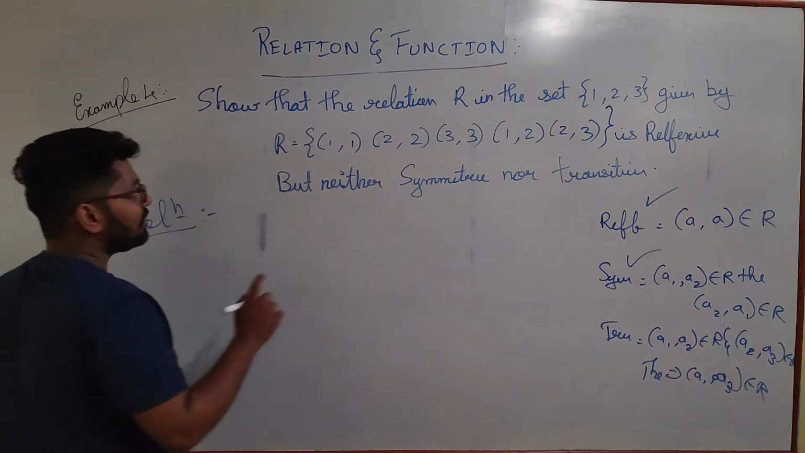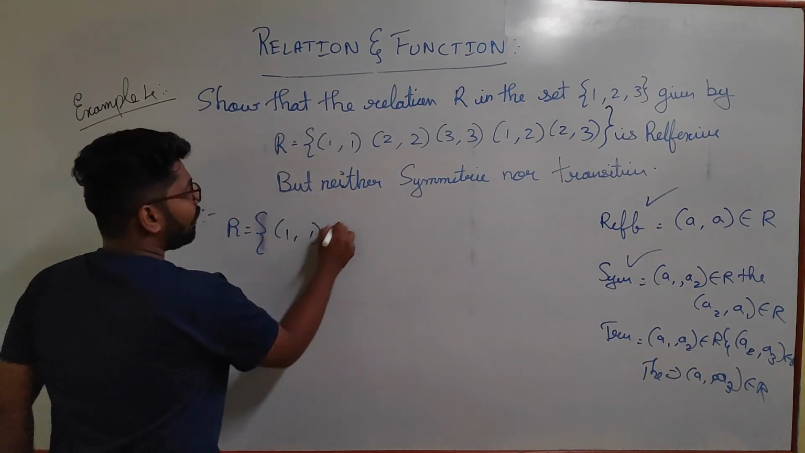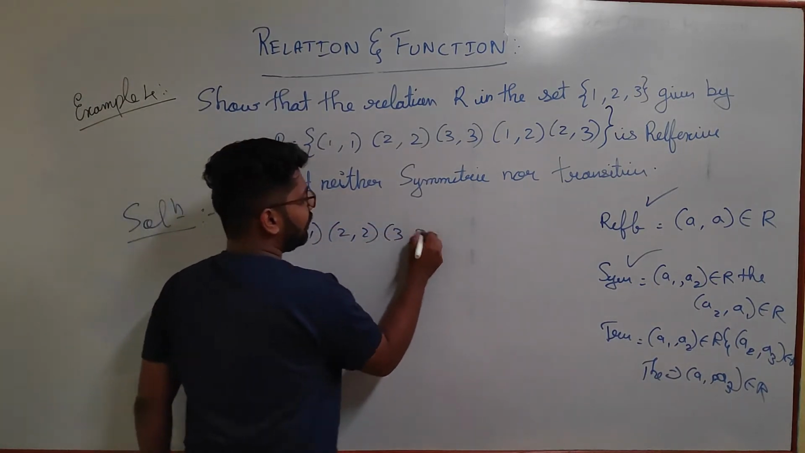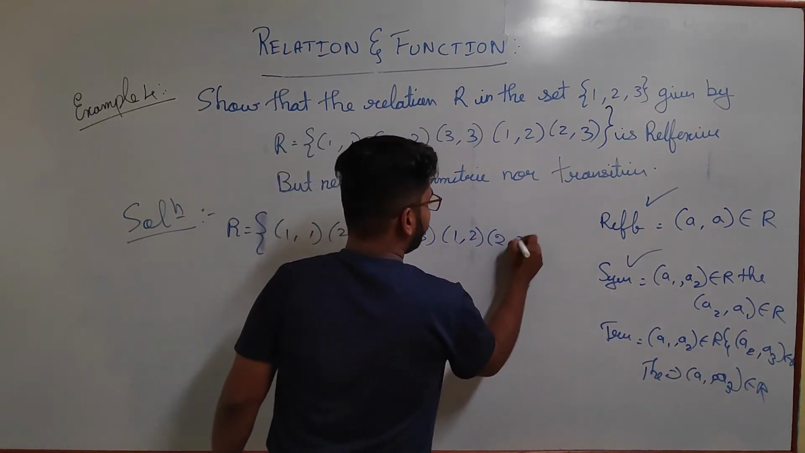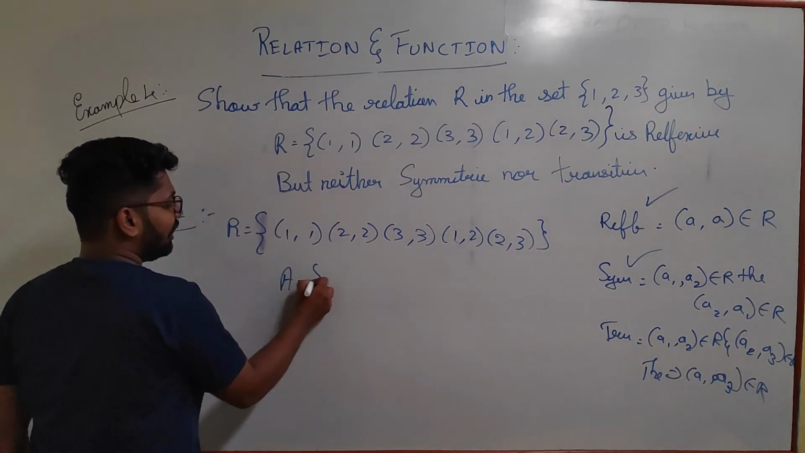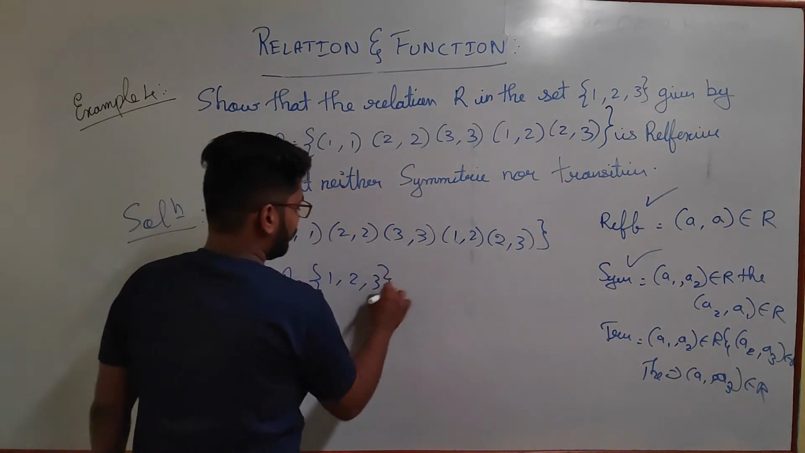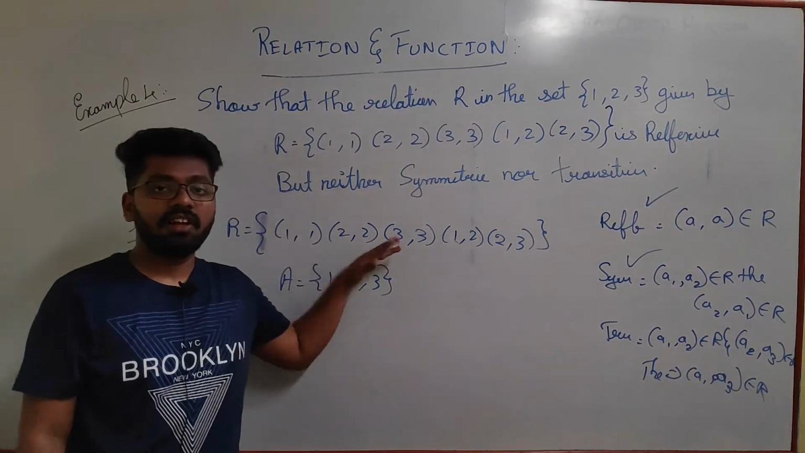So therefore, first one, let us check. First we will write the relation. So the relation is R = {(1,1), (2,2), (3,3), (1,2), (2,3)}. Okay, so what is the set given? Let that set be A = {1, 2, 3}. So this is the given set, and this is the given relation.